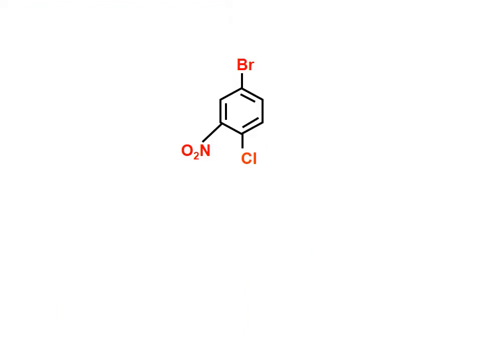Okay, so next, for this example, we are going to give the numbering to all the substituents so it can have the lowest set of numbers. So from here, the best way of numbering is to start from the Cl, and then we have the NO2 attached to the second carbon and the bromine attached to the fourth carbon.